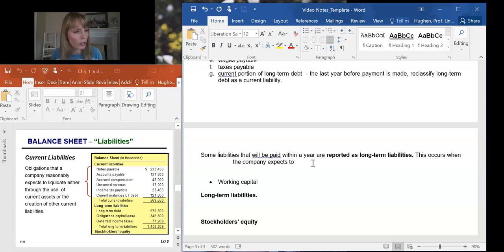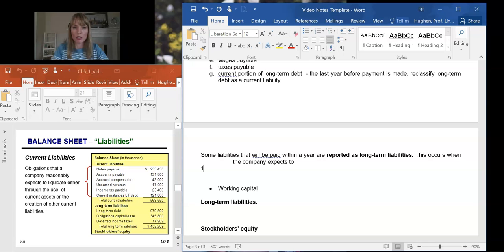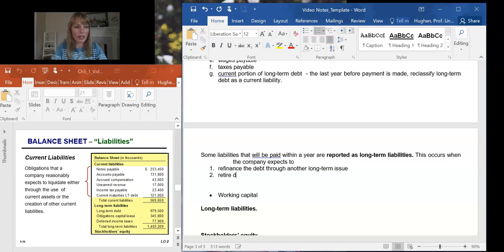This occurs when the company expects to, and there's two situations, when the company expects to refinance the debt, so to take out new debt to pay off the existing debt through another long-term issue, or pay off your debt with new long-term debt, or when the company plans to retire the debt or pay back the debt out of non-current assets, meaning that the company is planning on, let's say, selling its equipment in order to pay off the debt.